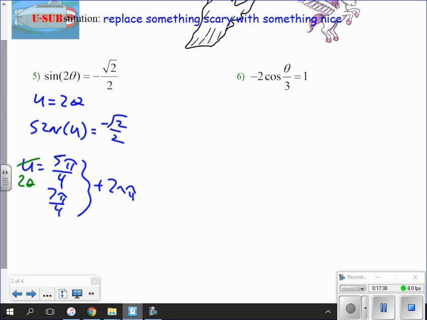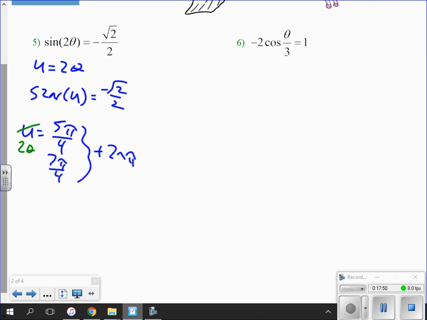Now I can solve for theta. How do I solve for theta? Divide by 2. Divide everything by 2. Which means theta equals 5 pi over 4 divided by 2 is 5 pi over 8. 7 pi over 4 divided by 2 is 7 pi over 8. And then plus, and I have to divide everything by 2, n pi.